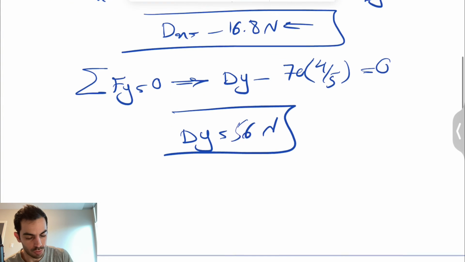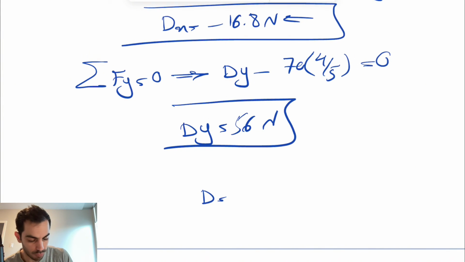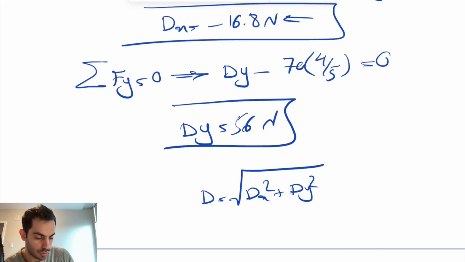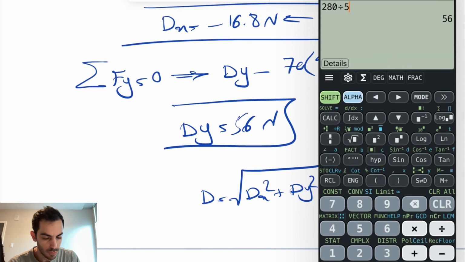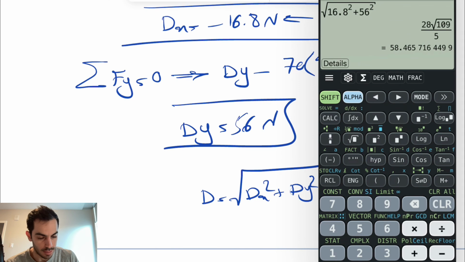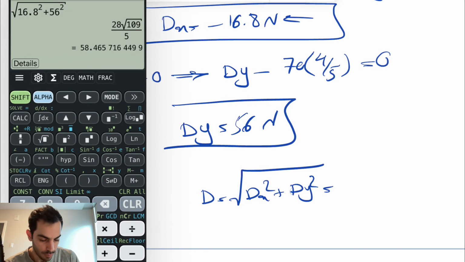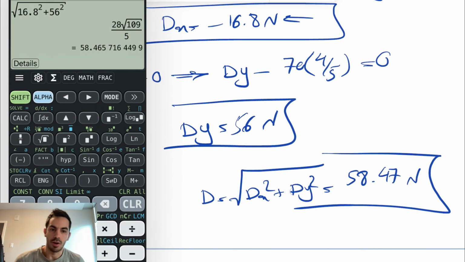And if we just want to show the final answer, we're going to have for D the square root of dx squared plus dy squared. Let's see what we get for that. So the square root of 16.8 squared plus 56 squared, and this is going to be 58.47 newtons. And that's the final answer for this question.